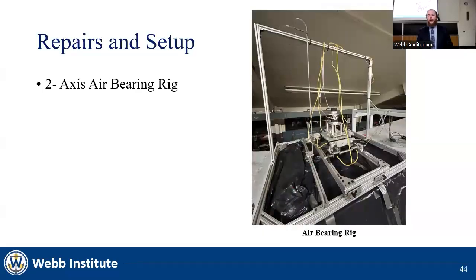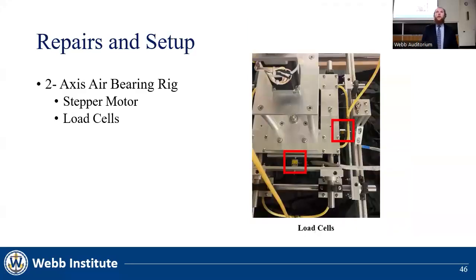Next, the 2-axis air-bearing rig was installed on top of the tunnel. This rig is supported by an 80-20 frame and allows for the mounting of foils in the test section. Atop the rig is a stepper motor, which can rotate and control the angle of attack of the foil in the test section. The rig can translate with the flow as well as orthogonally to it.